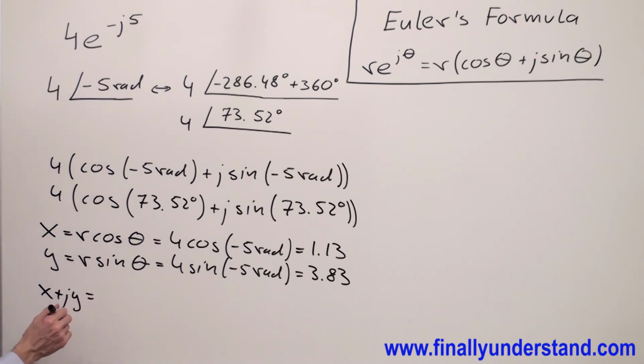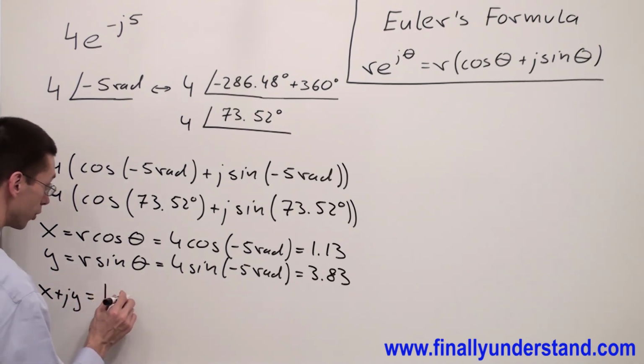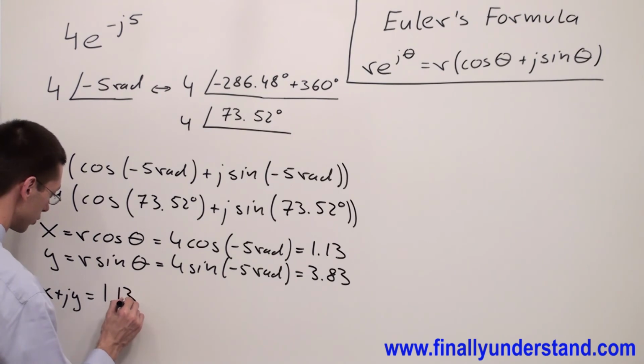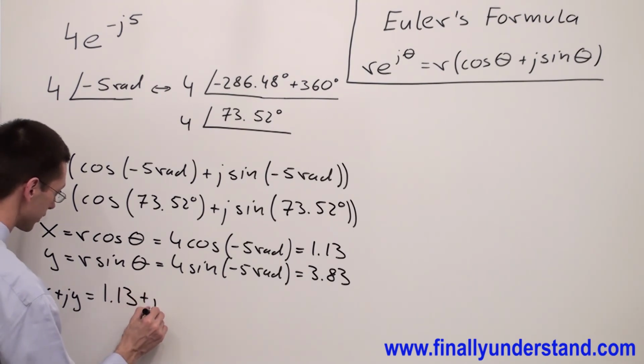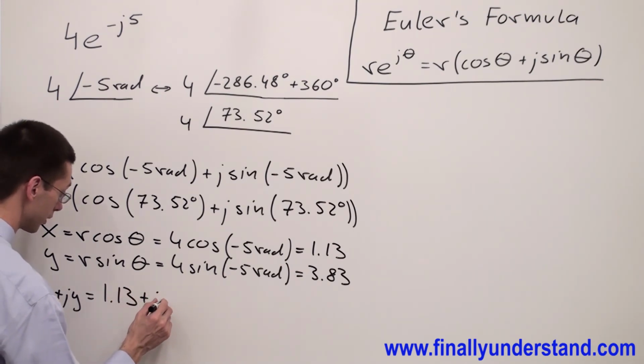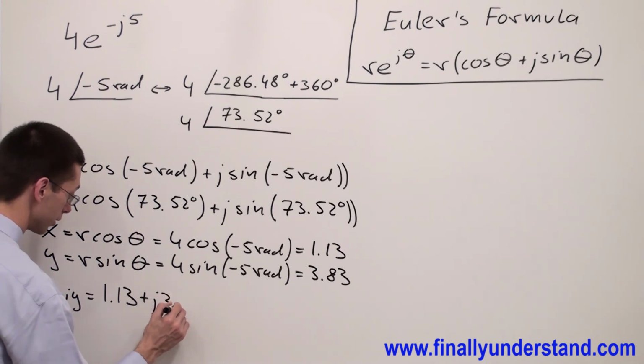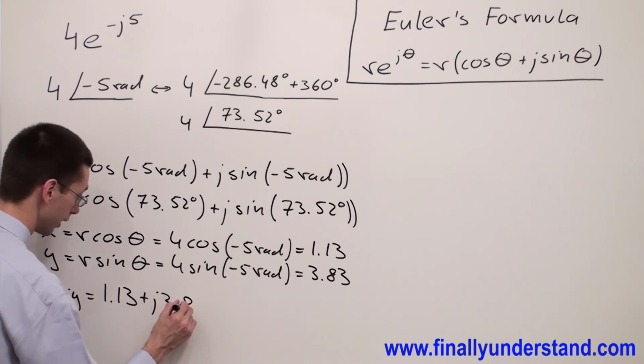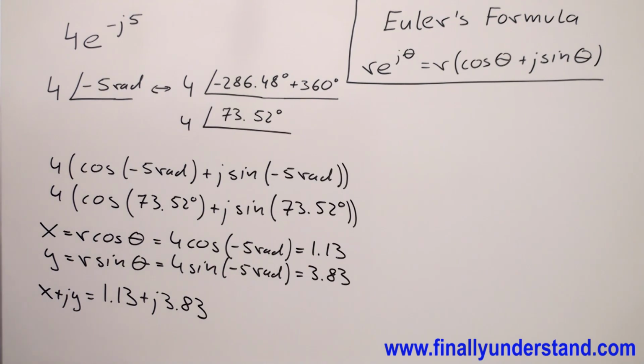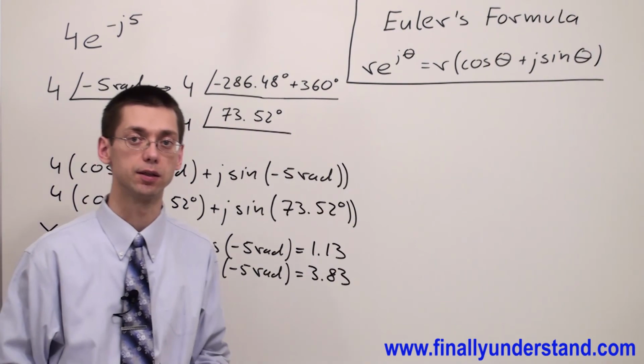I found the real part and imaginary part, so I can say that my rectangular form x plus jy is equal to 1.13 plus j3.83. I found the polar form of this number, I found the trigonometric form, and I found the rectangular form. We can say that the problem is solved.